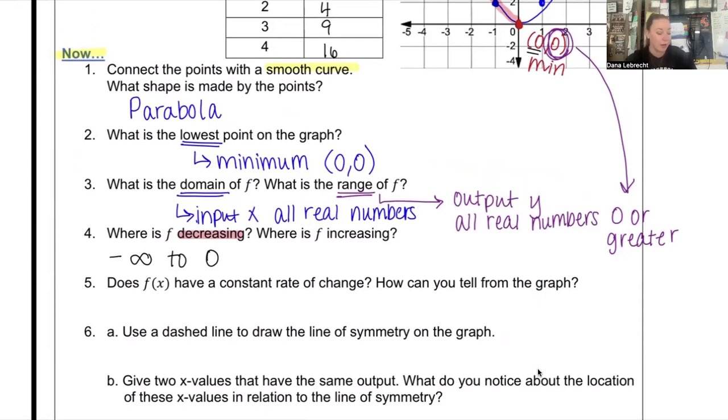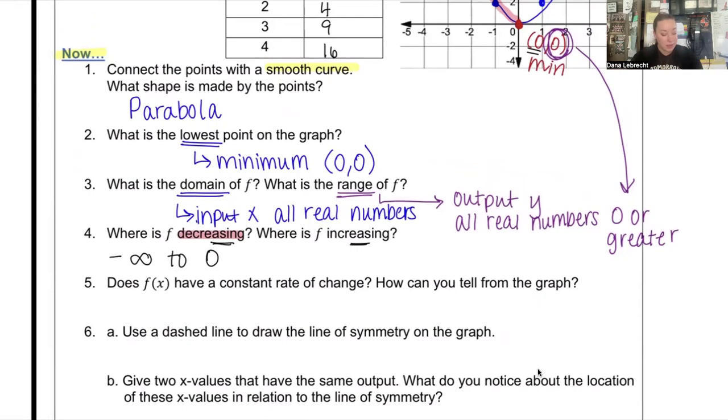Whenever we're talking about decreasing or increasing, we're always using X values to describe that. So anything that is all the way over here on our negative side, because that's going to keep getting higher, anything negative infinity to 0 till we hit that minimum point.